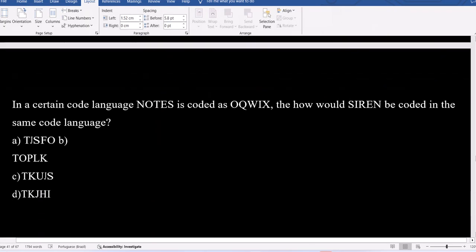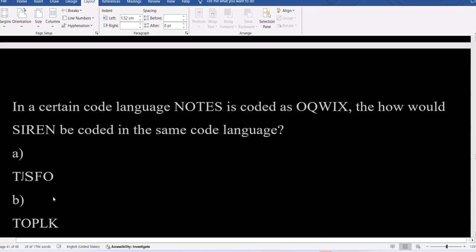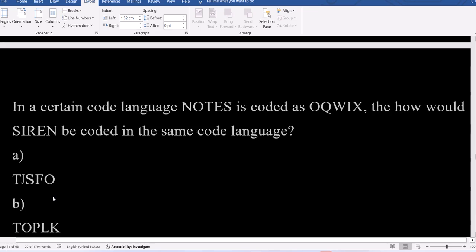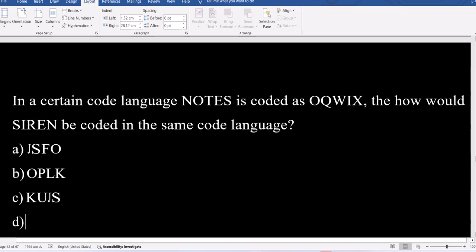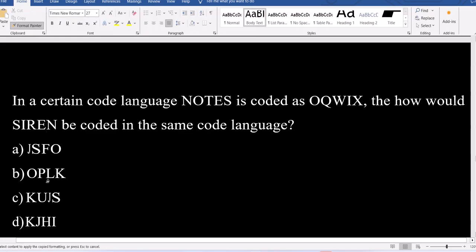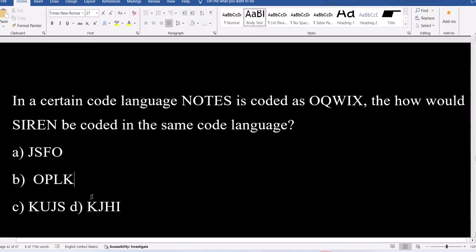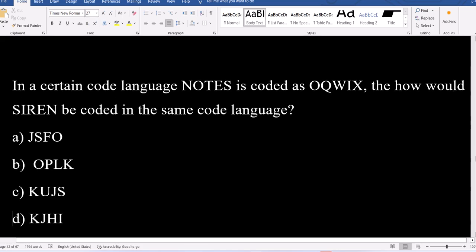Now what about this one? Notes is given as here. See, for every set of paper, we are discussing a set of paper. In coding and decoding, we have around 3 to 4 questions. Analogy around 3 to 4 questions. They are asking all this stuff. It's a very easy logic. What's your answer?